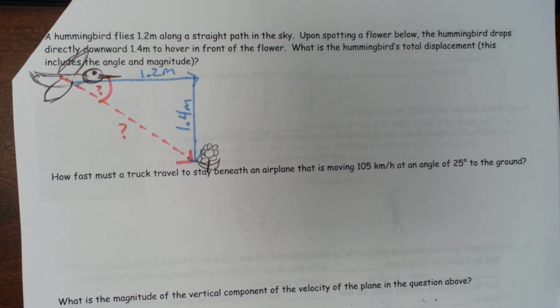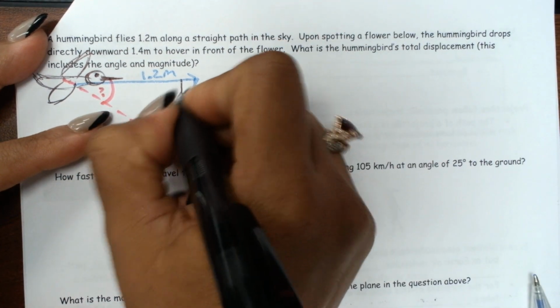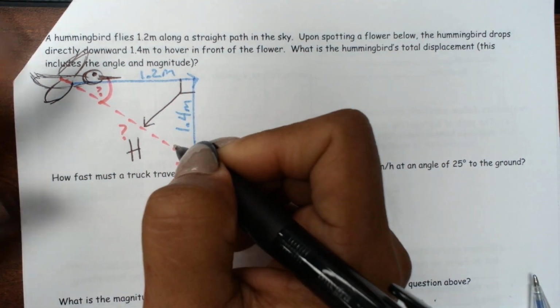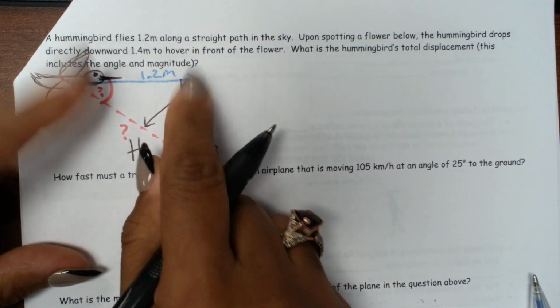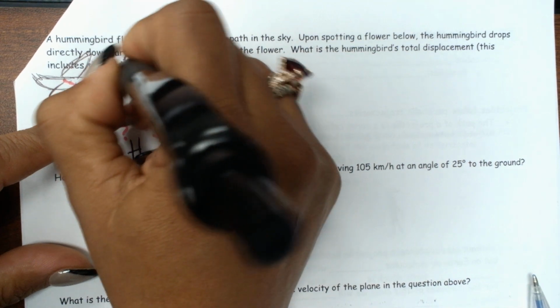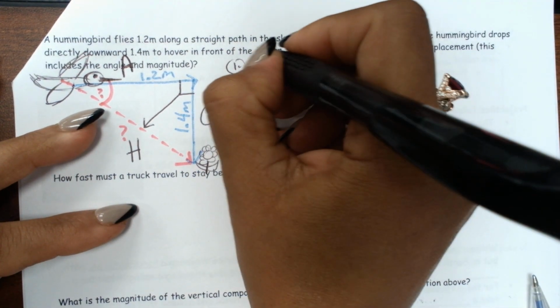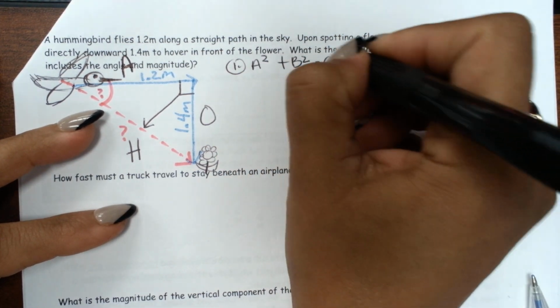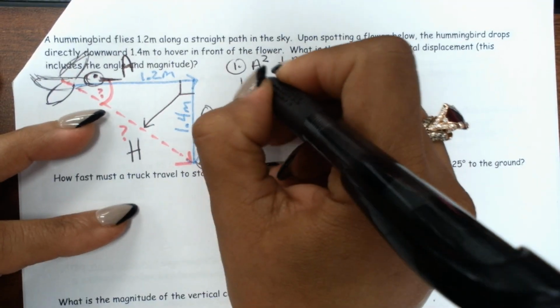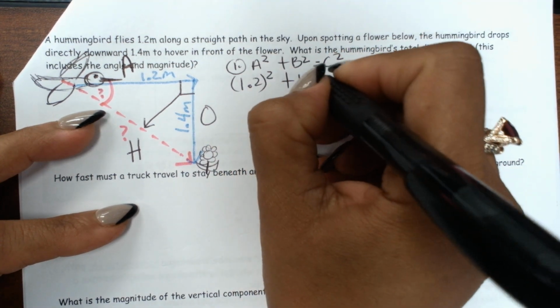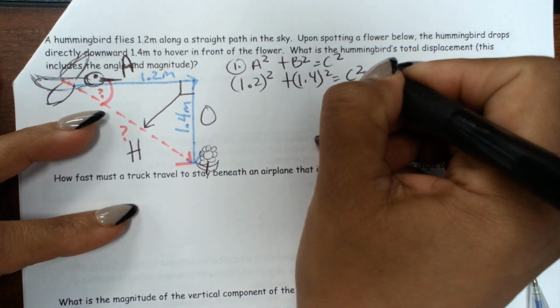Well, I've got two legs. I'm looking for the other leg. I see a right angle. So step number one: right angle, hypotenuse, theta, right angle, adjacent, leftover is my opposite. I'm looking for the c squared. So a squared plus b squared equals c squared. 1.2 squared plus 1.4 squared equals c squared.